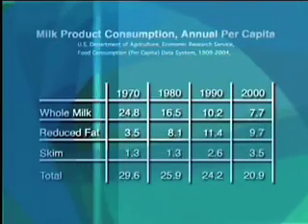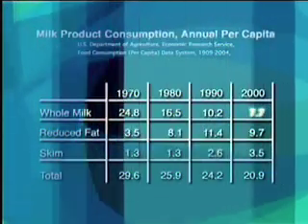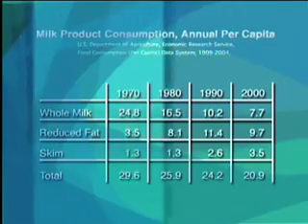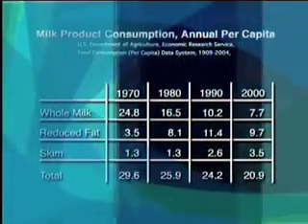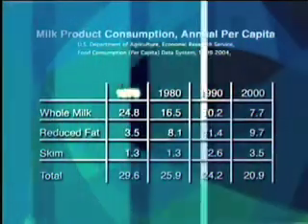Here's a table of the milk data. Tables are used to show exact amounts of data. For example, this table shows the total consumption of all kinds of milk was 29.6 gallons in the year 1970.